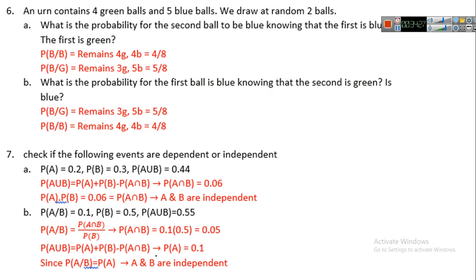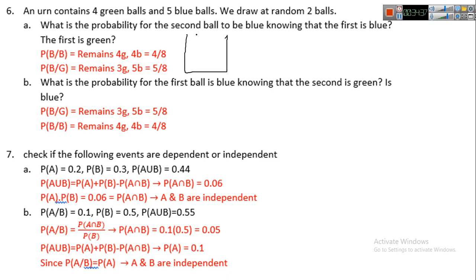Another example. An urn contains 4 green balls and 5 blue. We draw randomly 2 balls. What is the probability for the second ball to be blue? I want to draw 2 successively. What is the probability for the second ball to be blue, knowing that the first one is blue?